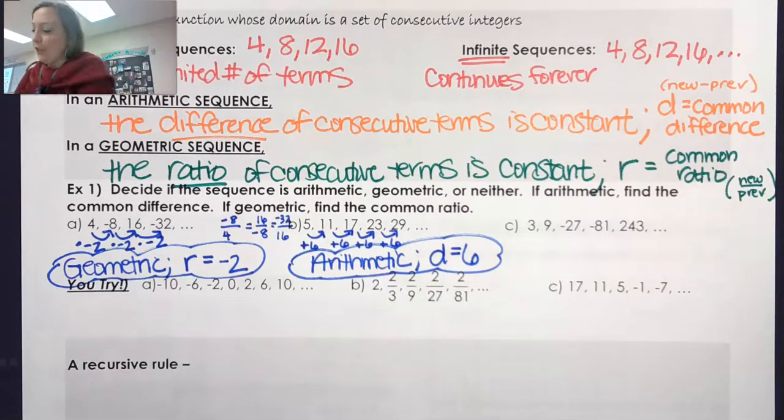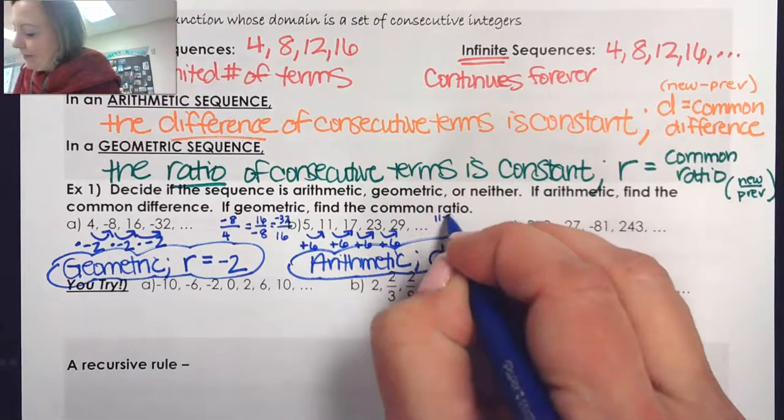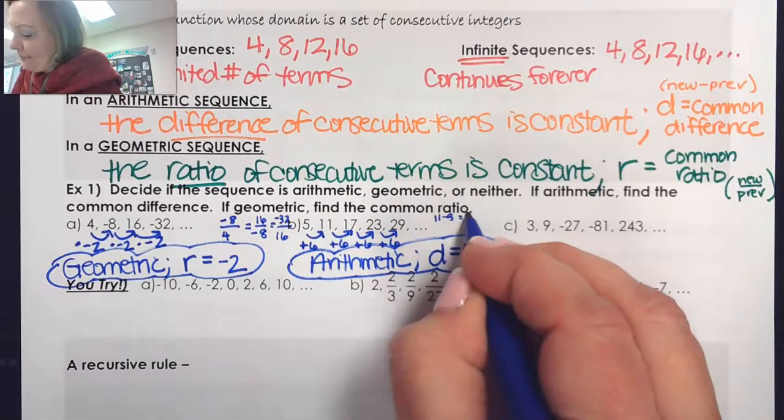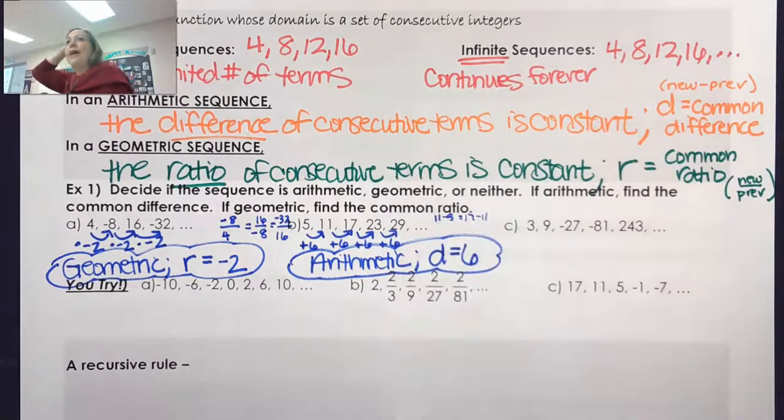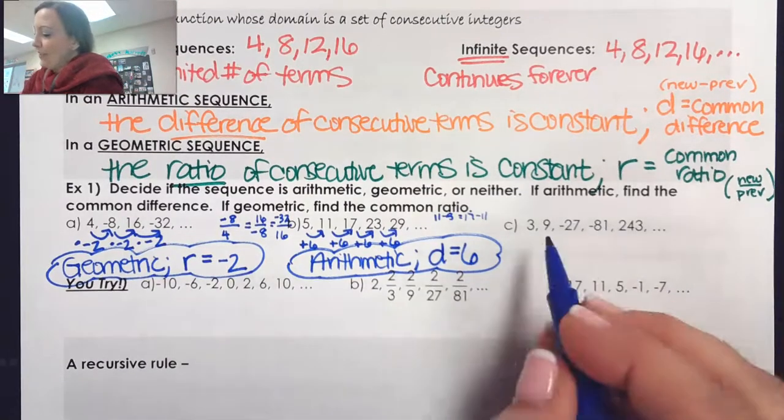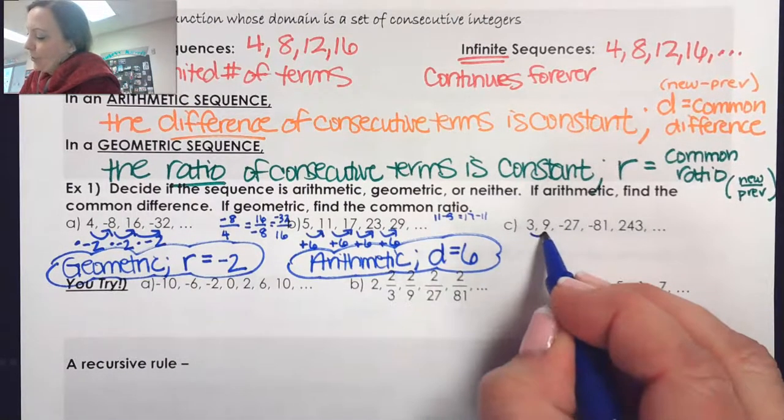And again, if you took 11 minus 5, that would be the same as 17 minus 11, etc. Okay, all of those are the common difference. Now, in example C, what about this one? What are we doing to get from one term to the next?